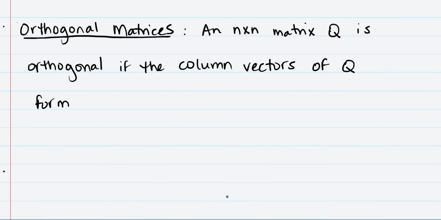Our next topic is orthogonal matrices. So we can take this idea of orthonormal vectors and use it for something called an orthogonal matrix. So let's let Q be an n by n matrix. We're going to call this matrix orthogonal if the column vectors of Q form, so they're linearly independent, an orthonormal basis.